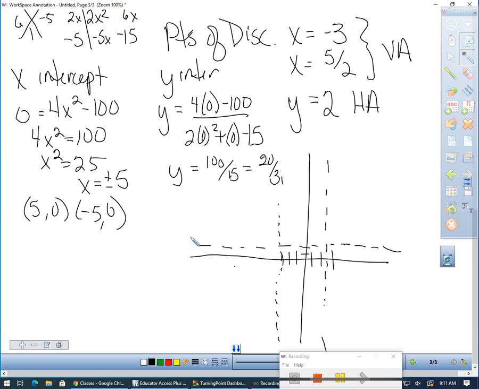We have at 5, 0, 2, 3, 4, 5, we have an x-intercept. At negative 5, 0, we have another x-intercept. So you can see that these approach our asymptotes in either corner. Alright, we have a y-intercept at 20 thirds. So let's see. 2, 3, 5, 6. Approximately right here. And this also has to approach our asymptotes in either direction. So you'll notice that this has 3 pieces to the graph.